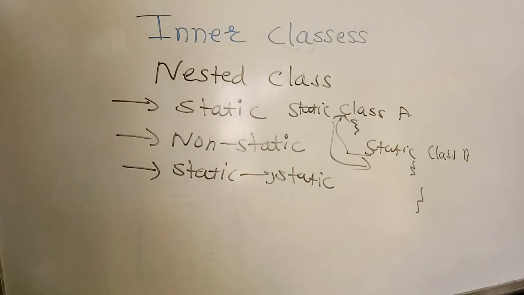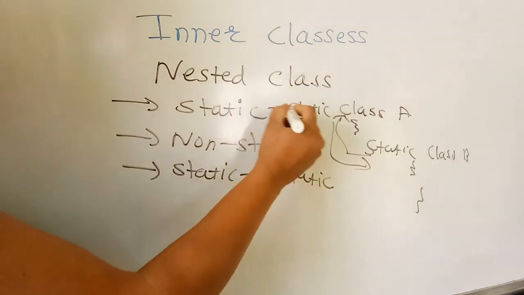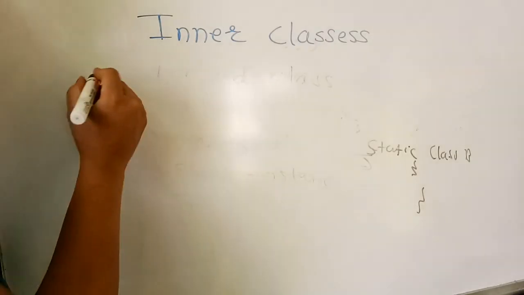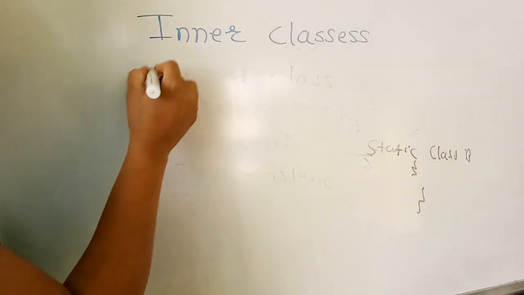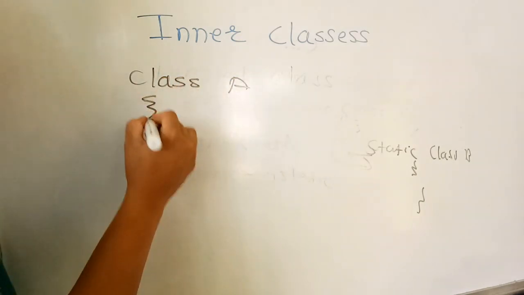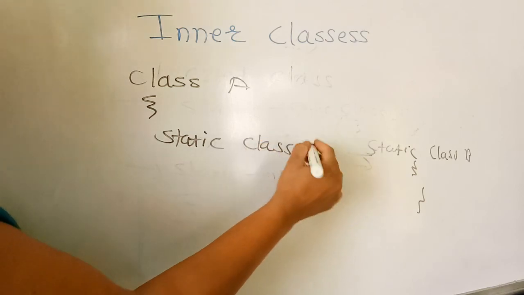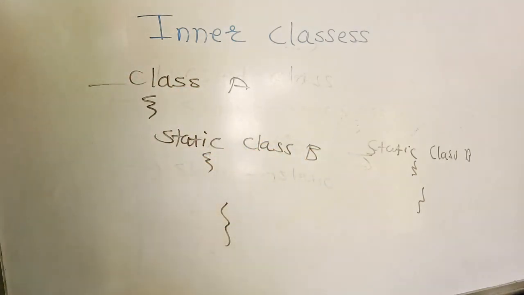But if the inner class is a non-static nested class, an inner class belongs to an instance of an outer class. The inner class can access non-static members of the outer class directly. Suppose it is non-static. For example, we will clear it through one demo: class A is non-static and class B is static.